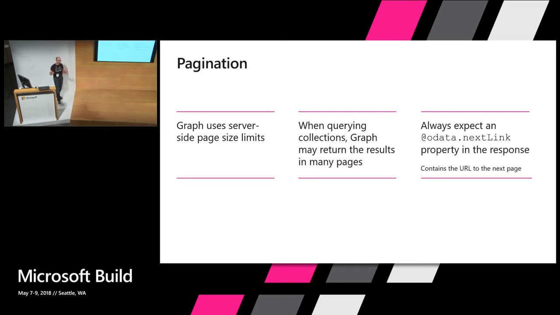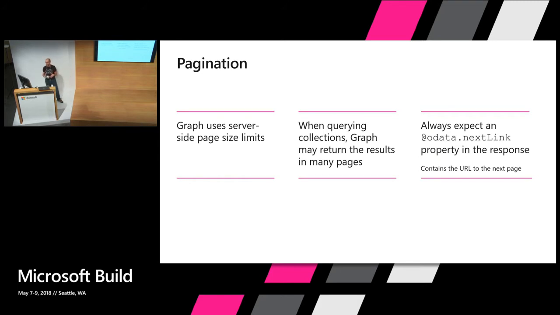So generally, servers will return a page size. They'll have a page size limit. So if you're asking for a collection of objects, if the collection size is larger than the page size limit that the server employs, then you can expect that you'll get your results returned in many pages.